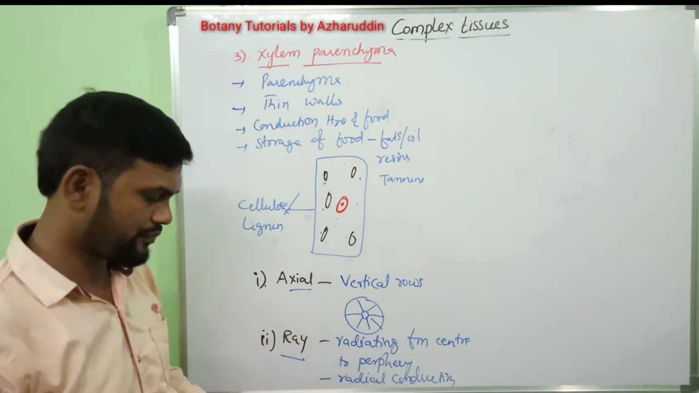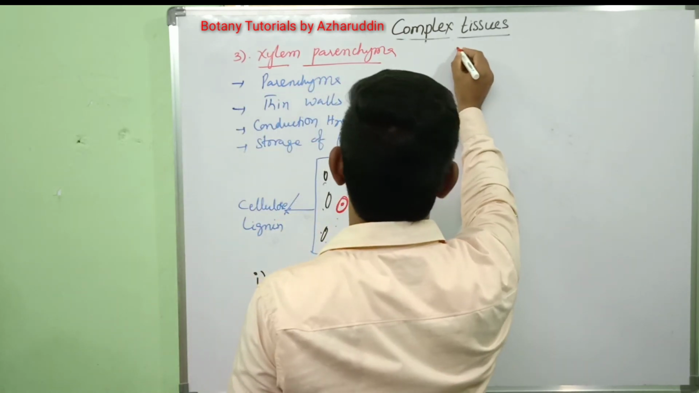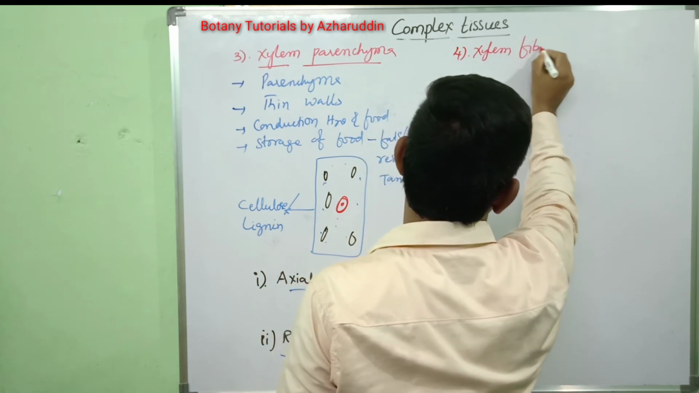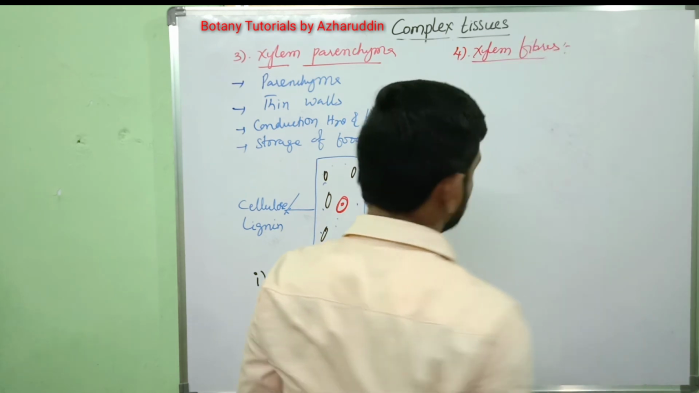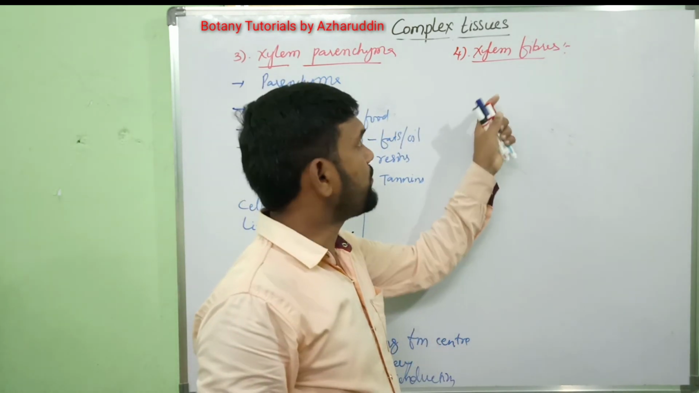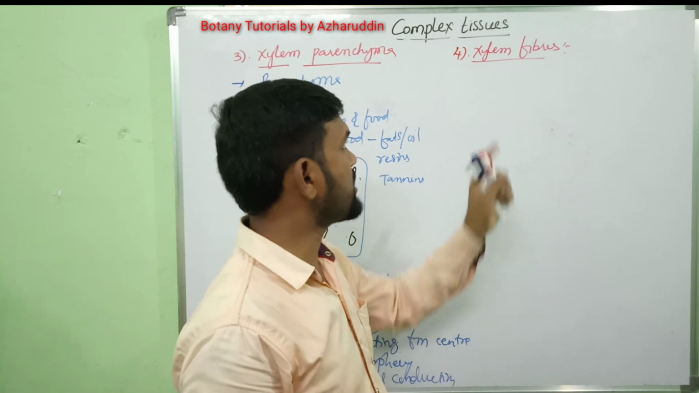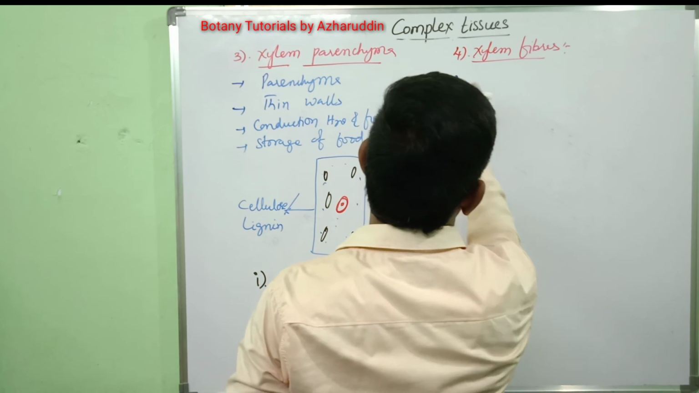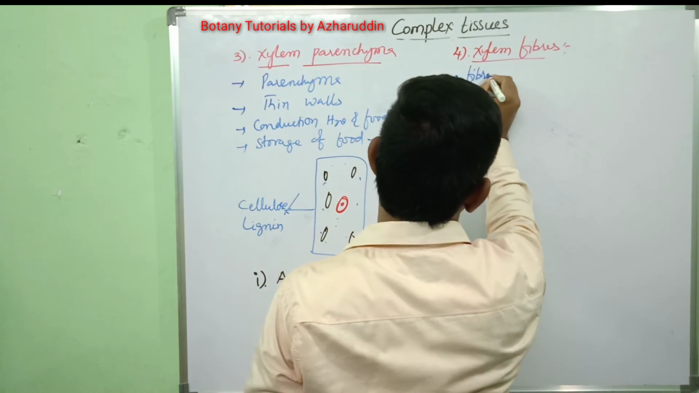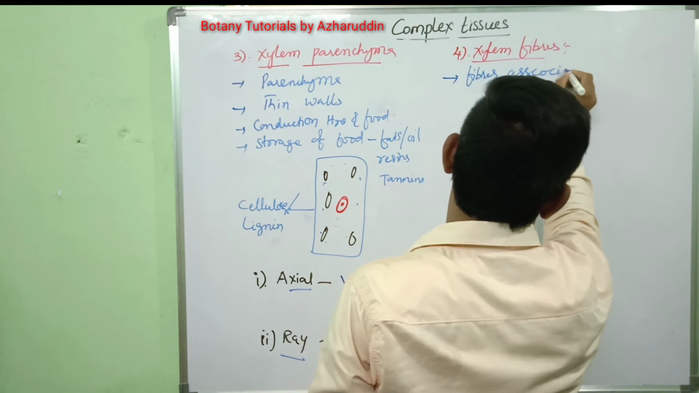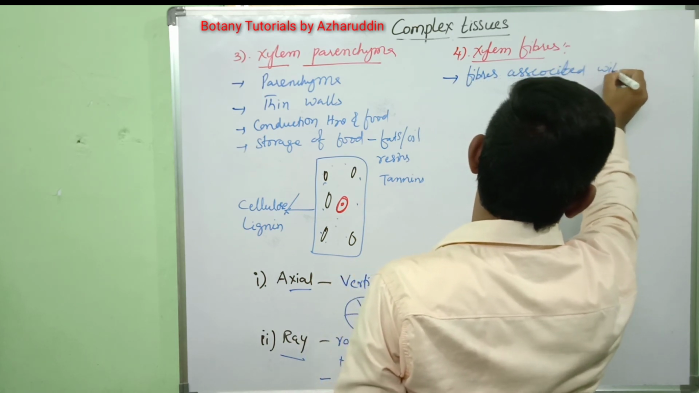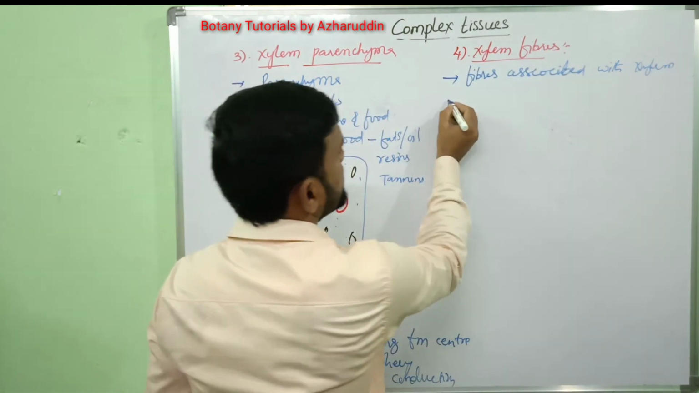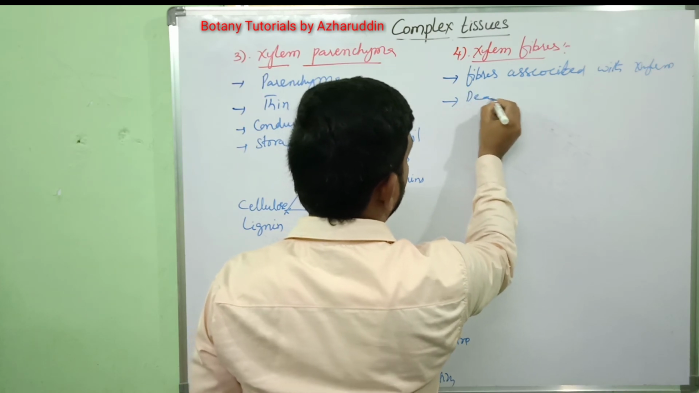Okay. Next, the fourth element is xylem fibers. The fibers, the sclerenchyma tissue associated with xylem, are called xylem fibers. They are dead cells.